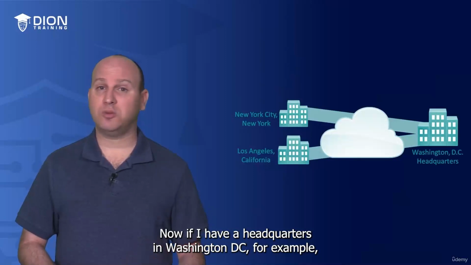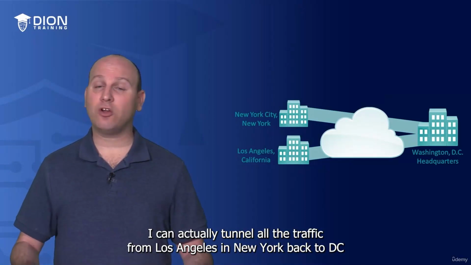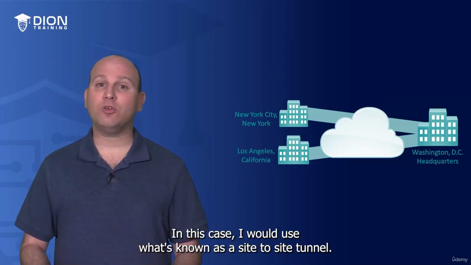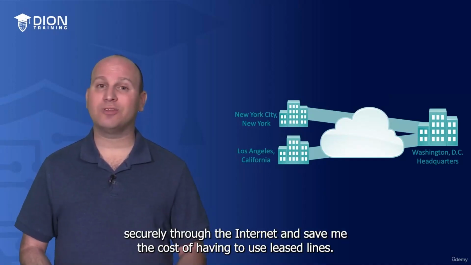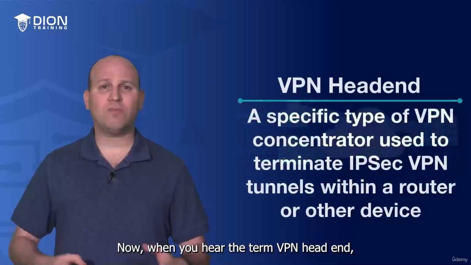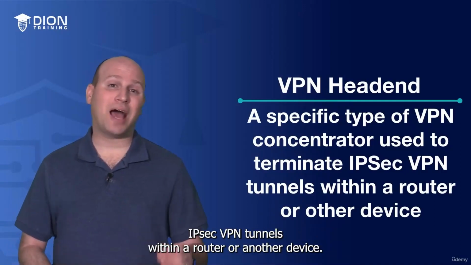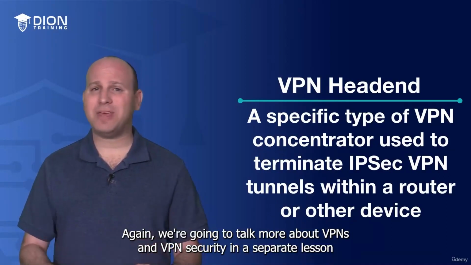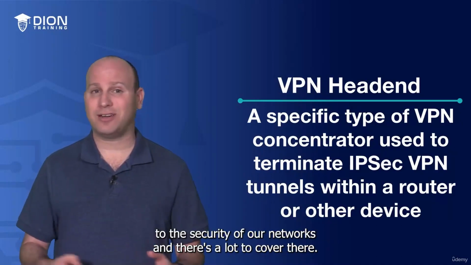Now, if I have a headquarters in Washington, D.C., for example, and I have two other branch offices in Los Angeles and New York, I can actually tunnel all the traffic from Los Angeles and New York back to D.C. using these tunnels. In this case, I would use what's known as a site-to-site tunnel. These would allow those locations to connect back to my headquarters securely through the internet and save me the cost of having to use leased lines. Now, when you hear the term VPN headend, remember, this is a specific type of VPN concentrator, and it's used to terminate IPsec VPN tunnels within a router or another device. Again, we're going to talk more about VPNs and VPN security in a separate lesson because they're really important to the security of our networks and there's a lot to cover there.